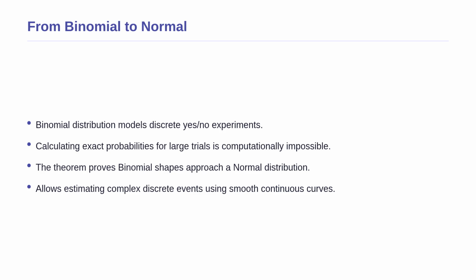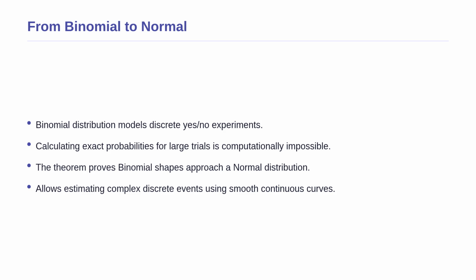To begin, let us think about why this theorem matters. When you flip a coin a few times, you can easily use the binomial distribution to find the exact chances of your outcomes. But as the number of trials grows into the thousands, calculating those exact probabilities becomes computationally impossible because the numbers get too massive.